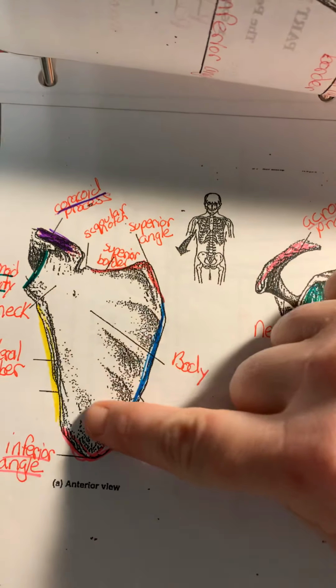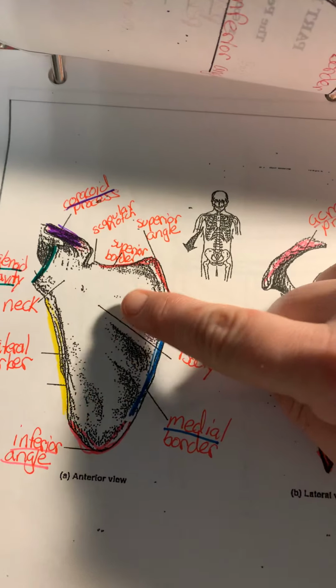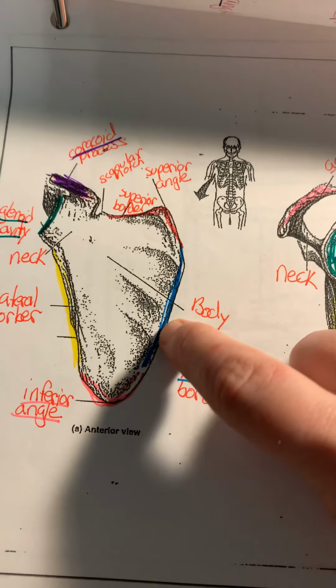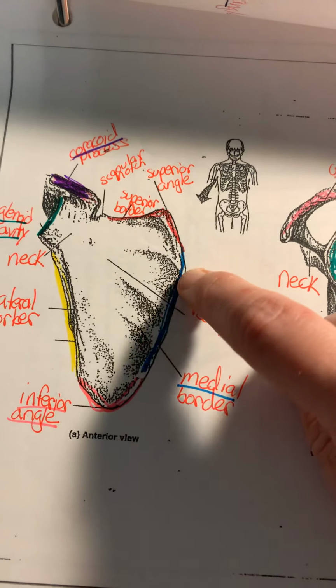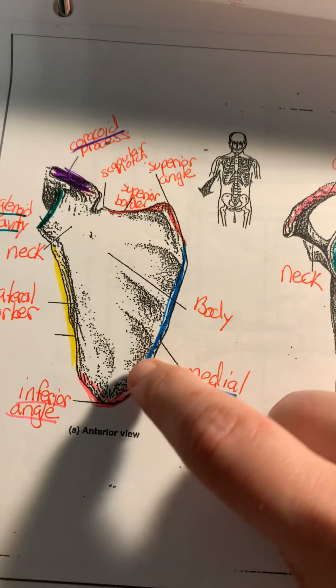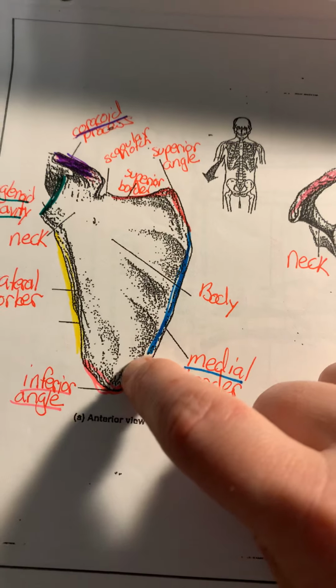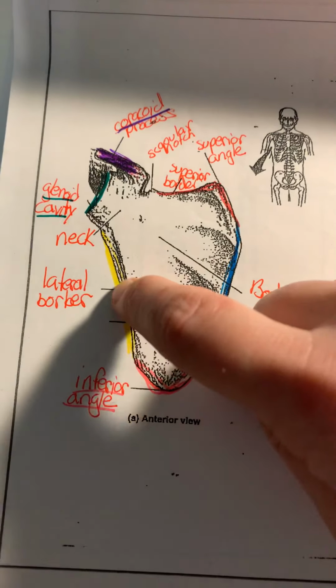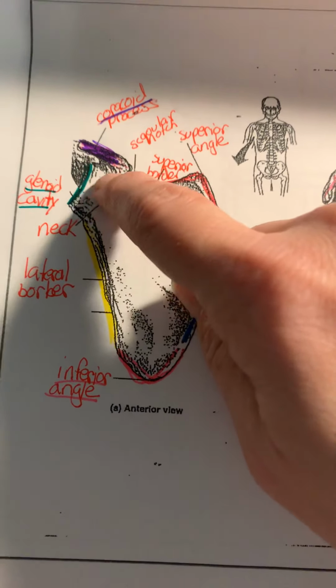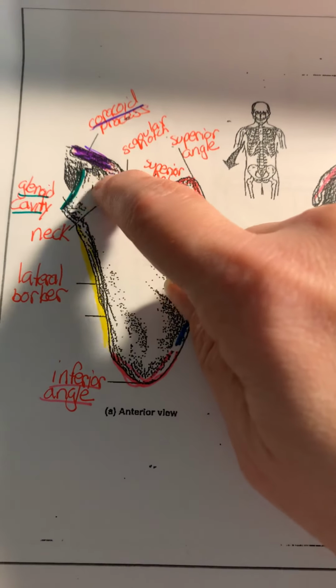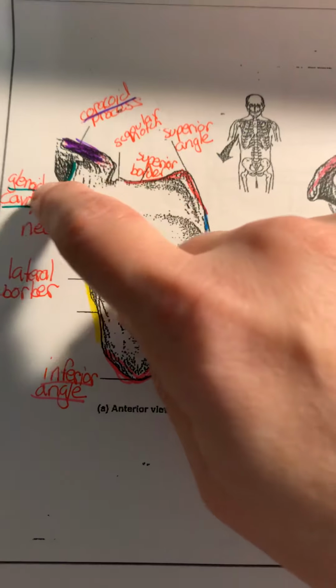Okay, the body of the scapula is just that big open area in the center. And then this side would be the medial border. So this is what's going to be lying alongside your vertebrae. Then we have the inferior angle and the lateral border. And this is what is called the neck, which is what you'll see in the other view makes the spine kind of stick out towards the back.